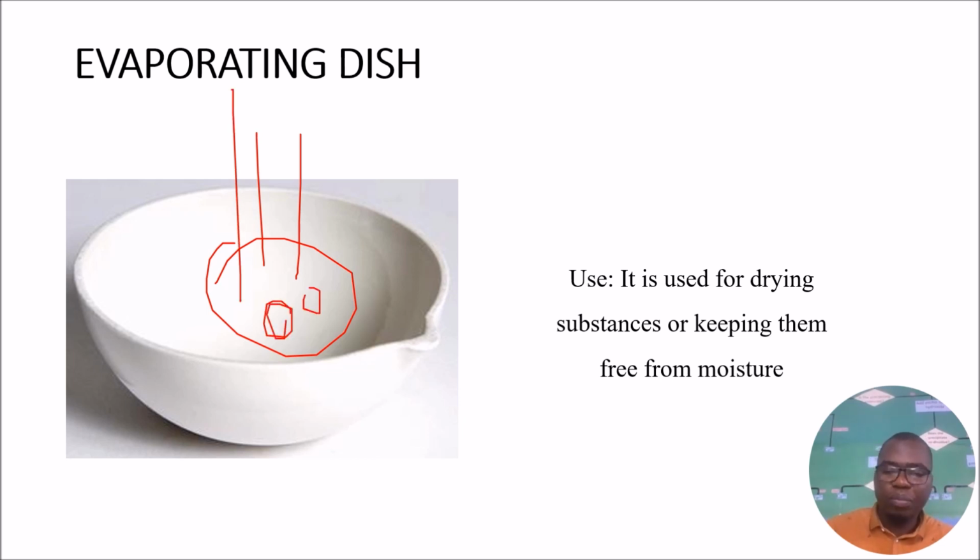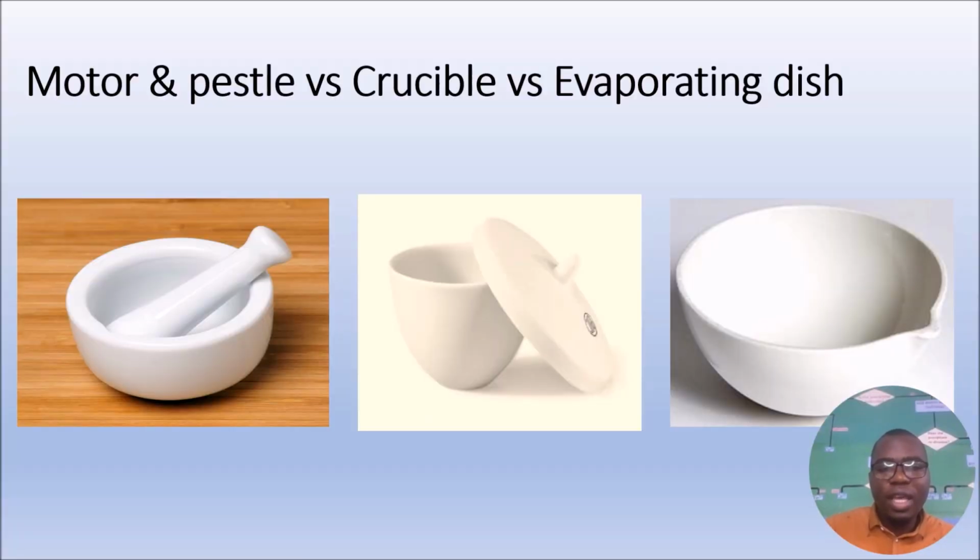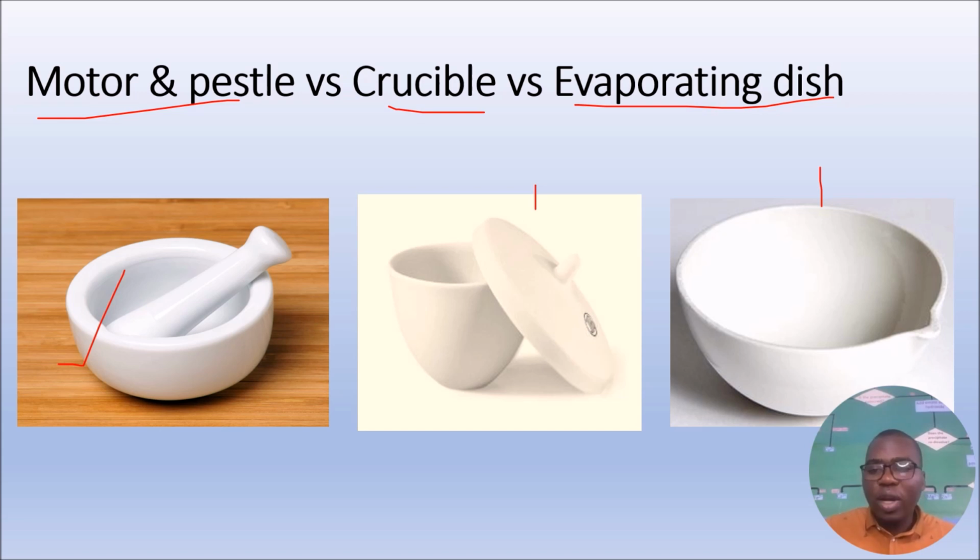Okay, so let's look at these three. We have mortar and pestle, the crucible, and the evaporating dish. It's very important that you note the difference amongst these three things. Mortar and pestle comes as a set. Then the real confusion might be on the crucible. This is a crucible, and this is an evaporating dish. An evaporating dish usually has a mouth, it has a lip like this. Usually the crucible is just a bowl which doesn't have any mouth.